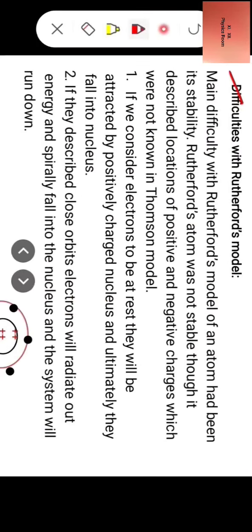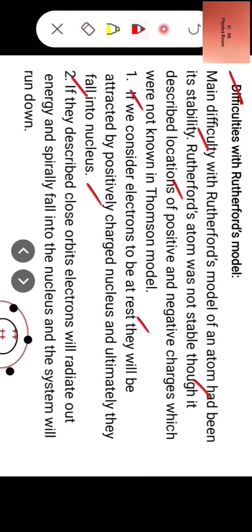Now, difficulties with Rutherford's model. The main difficulty with Rutherford's model of an atom had been its stability. Rutherford's atom was not stable, though it described locations of positive and negative charges, which were not known in Thomson model. Now, what he said about stability. If we consider electrons to be at rest, they will be attracted by the positively charged nucleus and ultimately they fall into the nucleus.